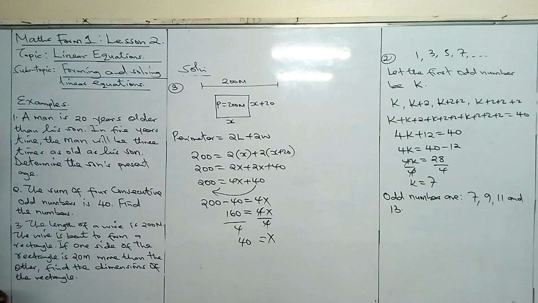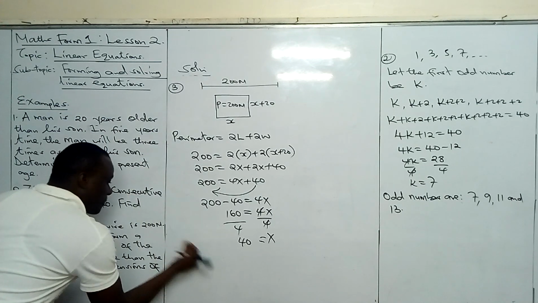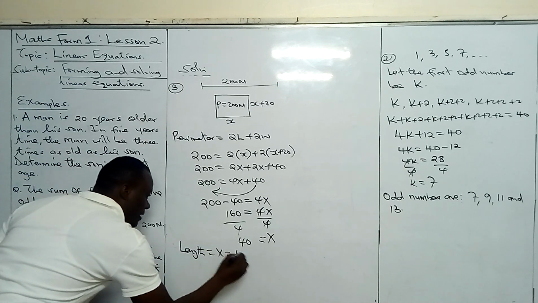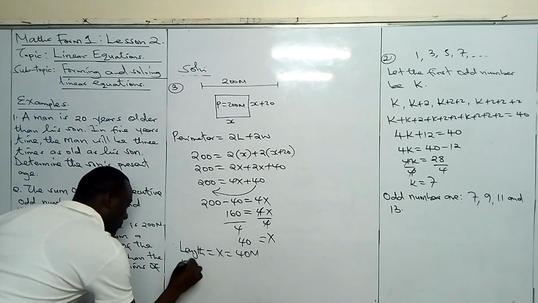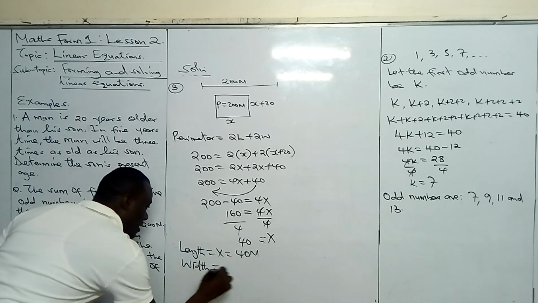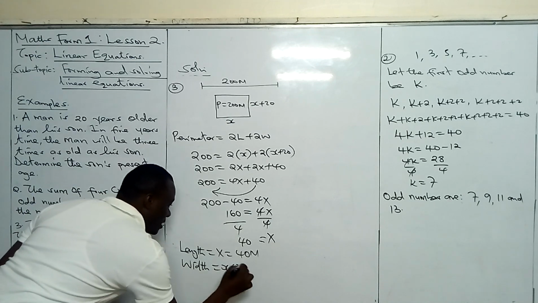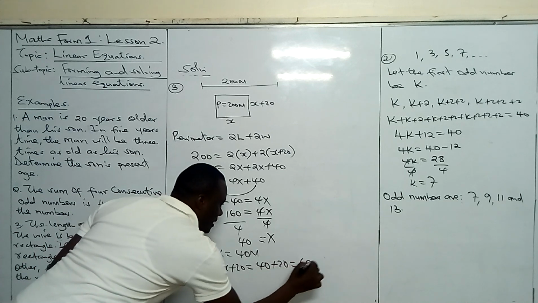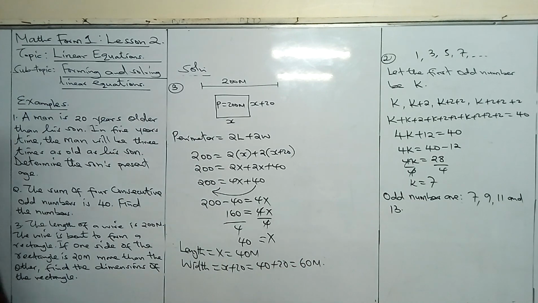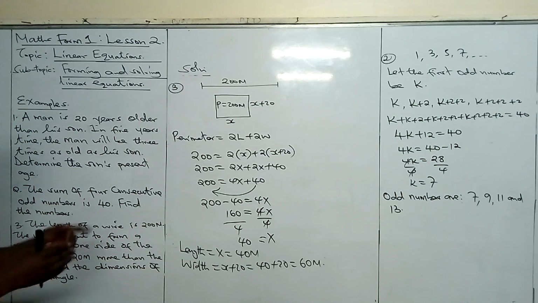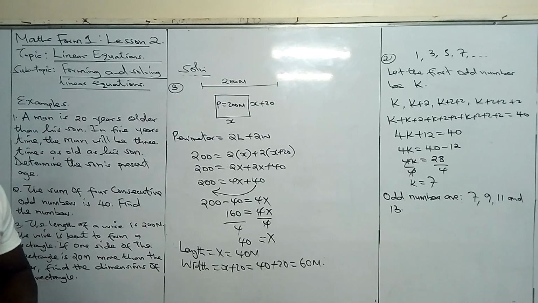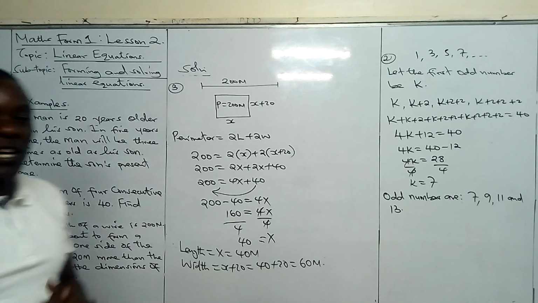The question wants us to find the dimensions. We can say length is equal to x, which is the same as 40 meters. The width will be x plus 20, which is the same as 40 plus 20, and this gives us 60 meters. So that's how we form equations and at the same time solve them. Next time we will look at solving equations with two unknowns.